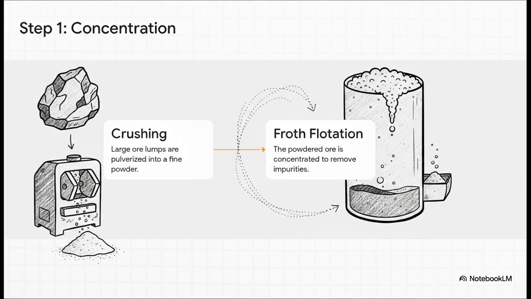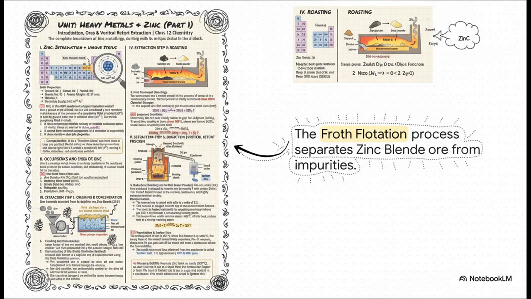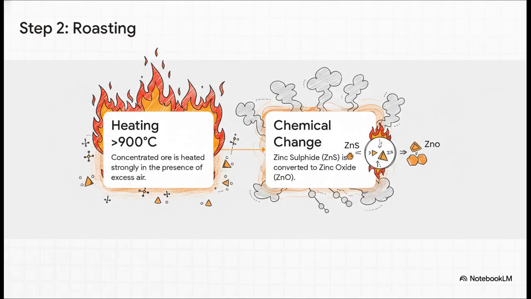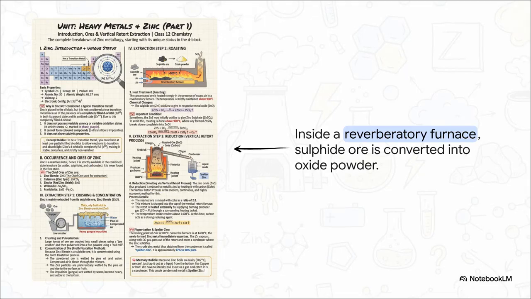First, we take its main ore, zinc blende, crush it up, and concentrate it with froth flotation. Basically, we use air and pine oil to make the good stuff float away from the junk. Step 2 is roasting. We heat that ore way up to turn the sulfides into an oxide. This all happens inside a reverberatory furnace, converting zinc sulfide to zinc oxide.